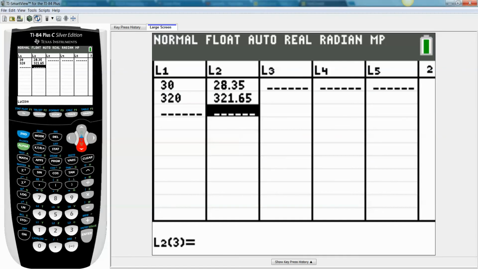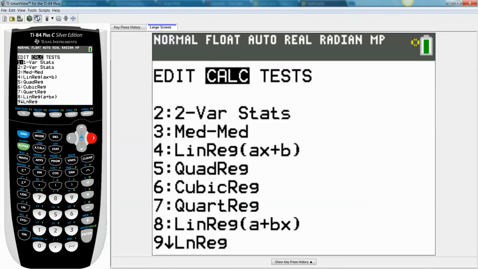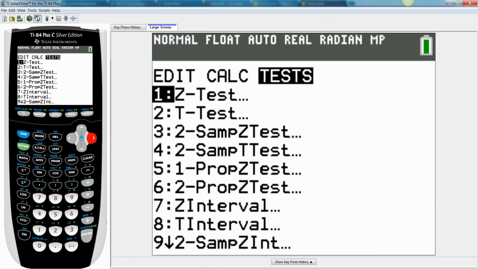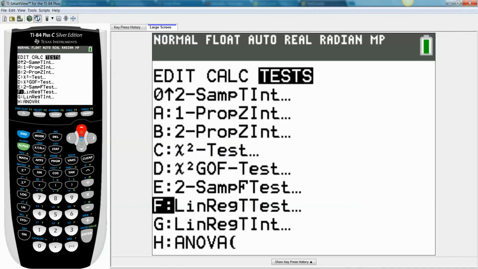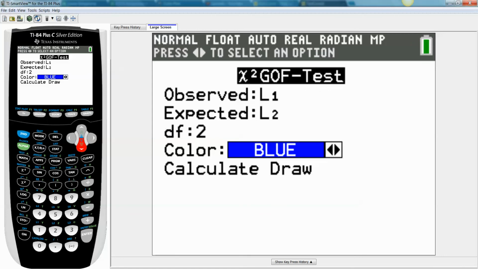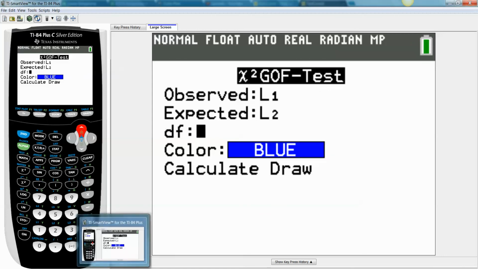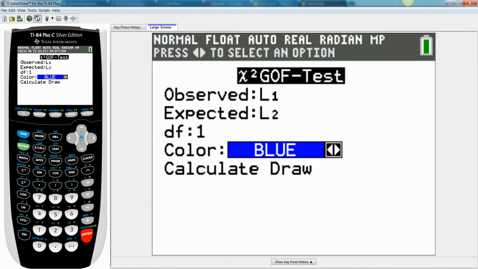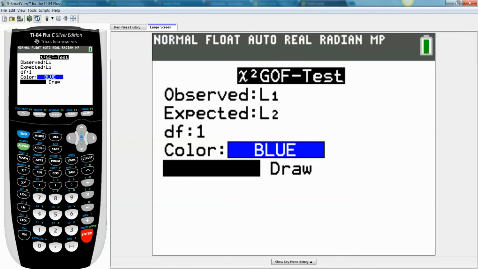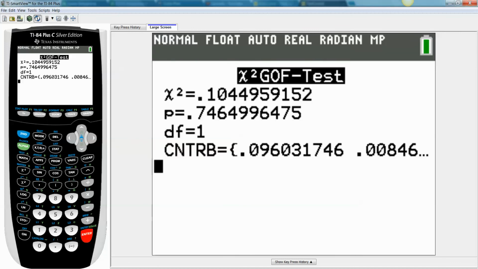All right, then you say stat tests. And since it's so close to the bottom, it's easier to go up with the up arrow and kind of work your way up to letter D. And then L1 and L2 is where everything is. Your degrees of freedom this time is your number of categories, take away 1, so it's only 1. So you only have 2 categories. Those are the times that you often can use a proportion test instead. So the goodness of fit test, there's the p-value, 0.7465.